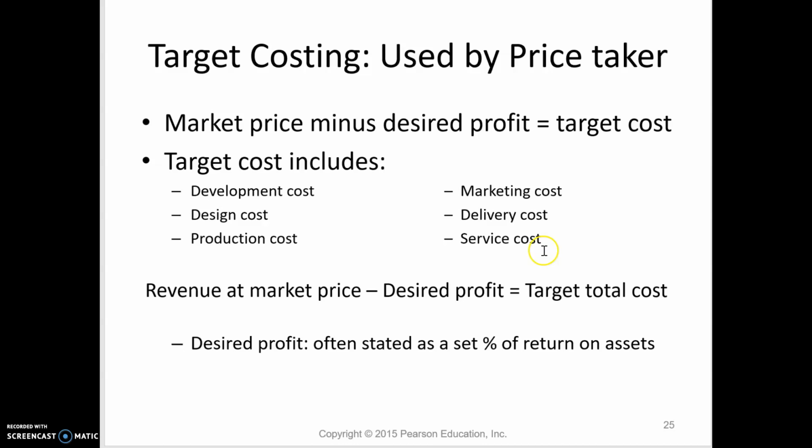And usually your desired profit is stated as a % return on your assets. So we have promised our investors a certain %. You have to keep your investors happy or they're going to pull out their money. So we have to make sure that we're getting the profit that we have promised to our investors. So whatever is left is what we can spend or what we can incur as costs to make the product.